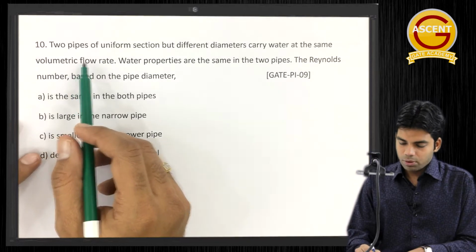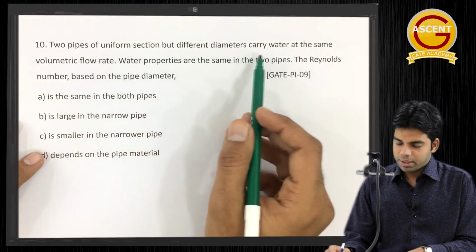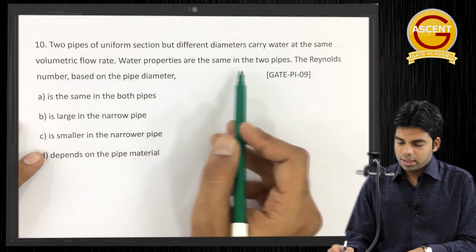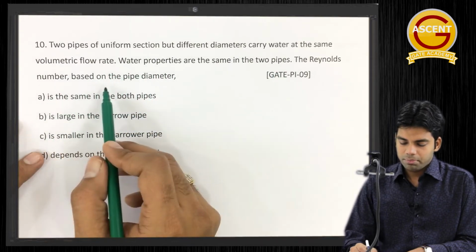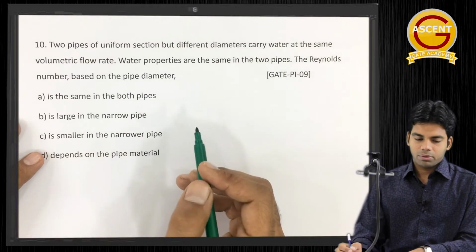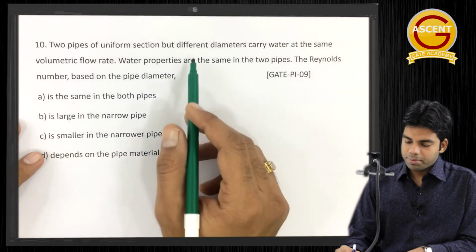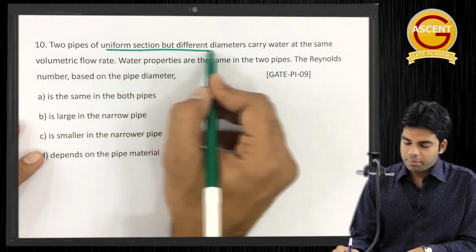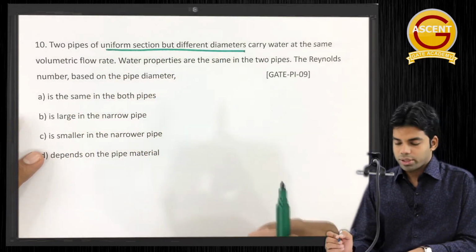Two pipes of uniform section but different diameters carry water at the same volumetric flow rate. Water properties are the same in the two pipes. The Reynolds number based on the pipe diameter is... Okay, so we have two different pipes which have uniform section but different diameter. Diameter is different, cross section is uniform.